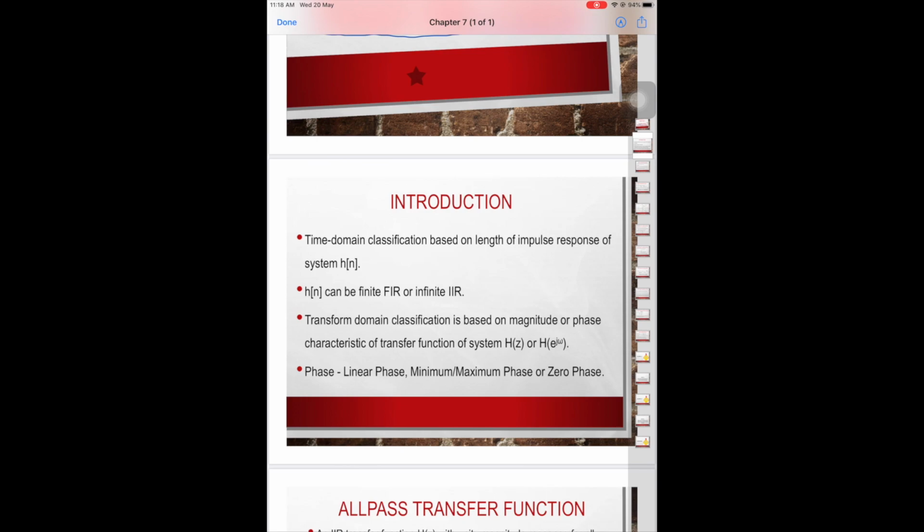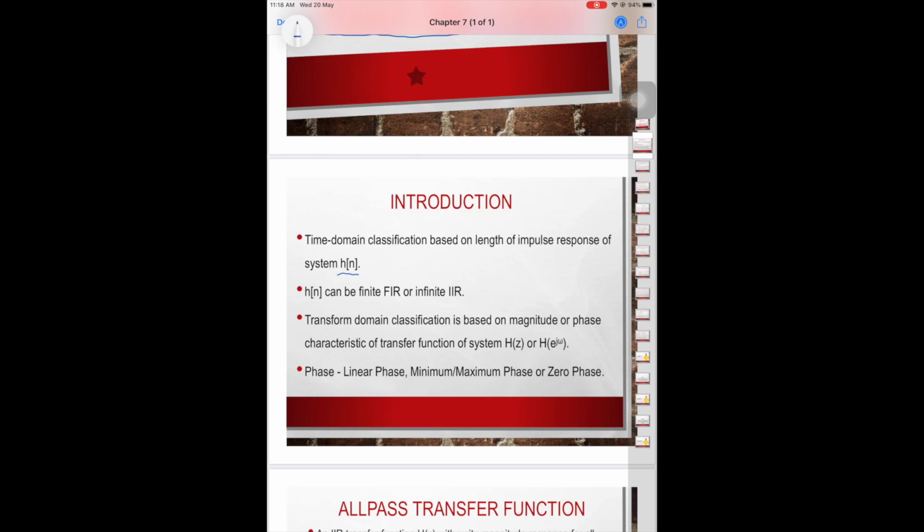Okay, we start with the introduction of the chapter. First, time domain classification is based on the length of the impulse response of the system h[n]. Basically we have h[n], which is in time domain form. h[n] can be finite (FIR) or infinite (IIR). So it can be both, finite or infinite.